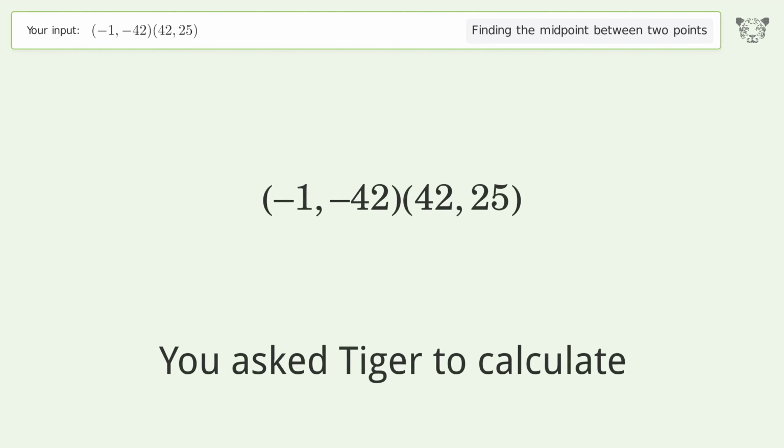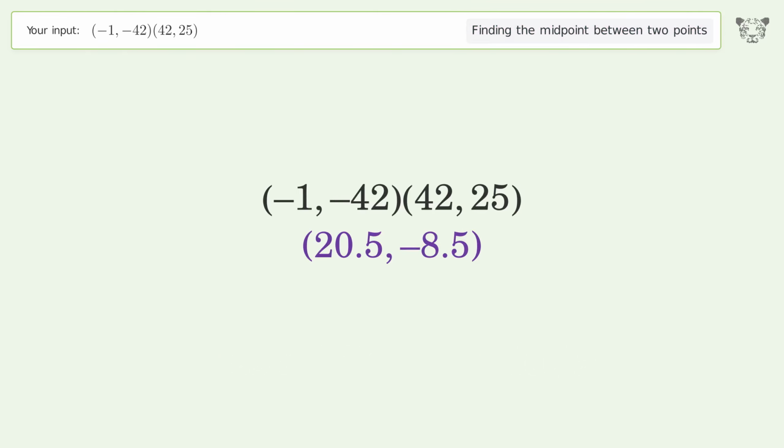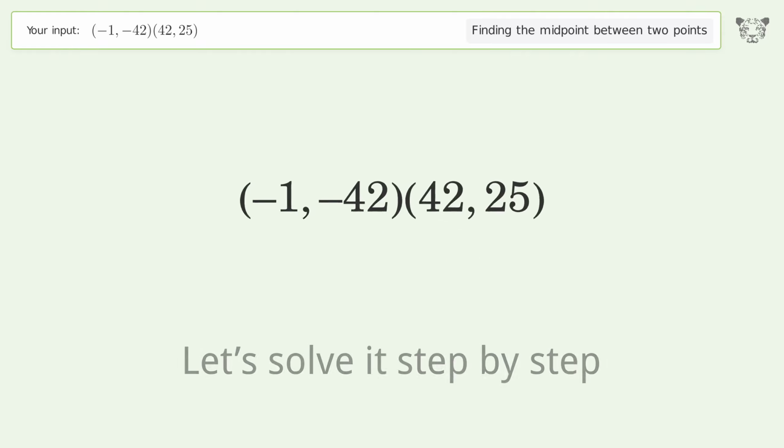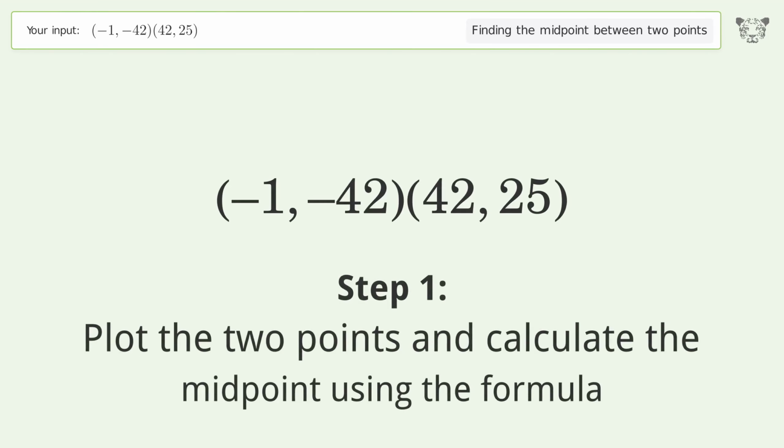You ask Tiger to calculate. This deals with finding the midpoint between 2 points. The midpoint between the 2 points is 20.5, negative 8.5. Let's solve it step by step. Plot the 2 points and calculate the midpoint using the formula.